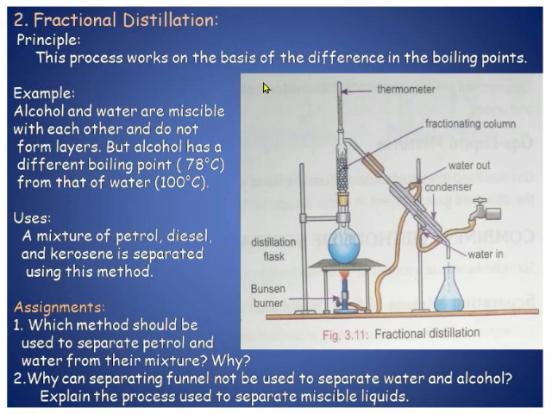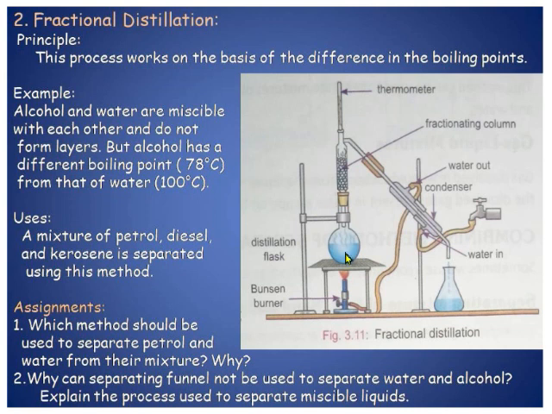Let us understand with an example. Alcohol and water are miscible. Alcohol and water get dissolved with each other and mix very well, and so they do not form layers. But alcohol has a different boiling point, 78 degrees Celsius, and water 100 degrees Celsius. So we will use this difference in the boiling point to separate these two liquids.